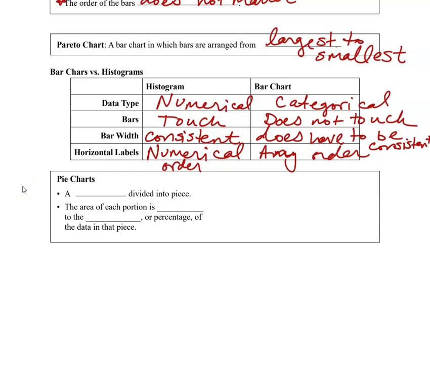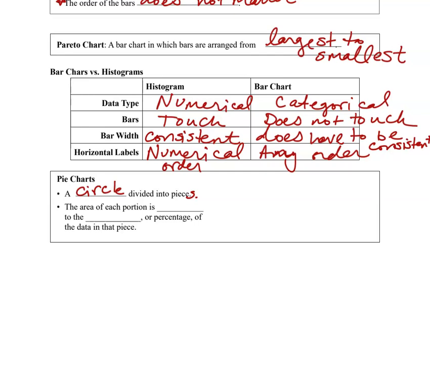There's one other type of graph we're going to use in this class to represent categorical data, and that would be a pie chart. A pie chart is literally a circle divided into pieces. If you've ever seen a Trivial Pursuit game, you have a little pie chart where you fill in those pieces.